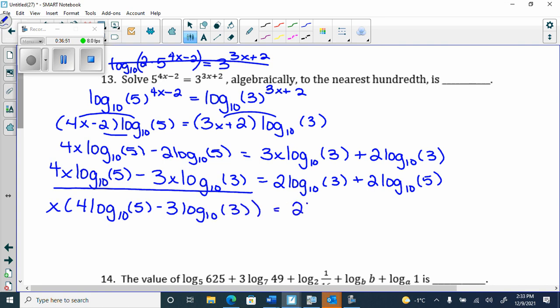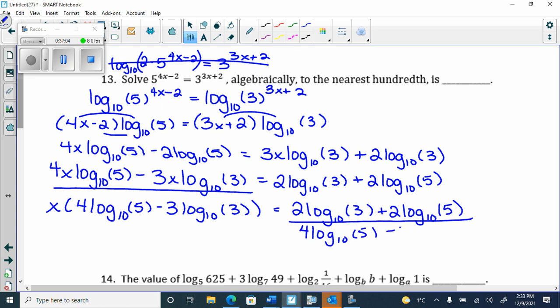Equals 2 log base 10 of 3 plus 2 log base 10 of 5, divided by 4 log base 10 of 5 minus 3 log base 10 of 3. What do you get as an answer? 1.72.